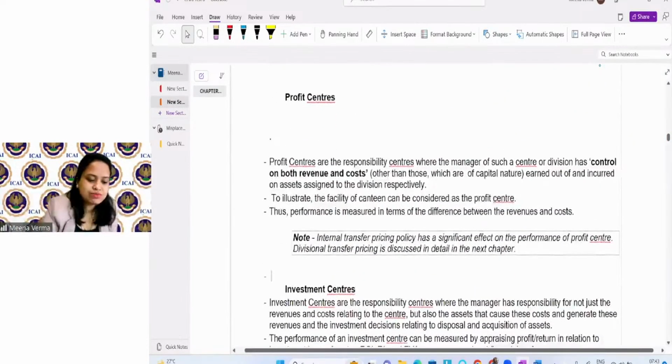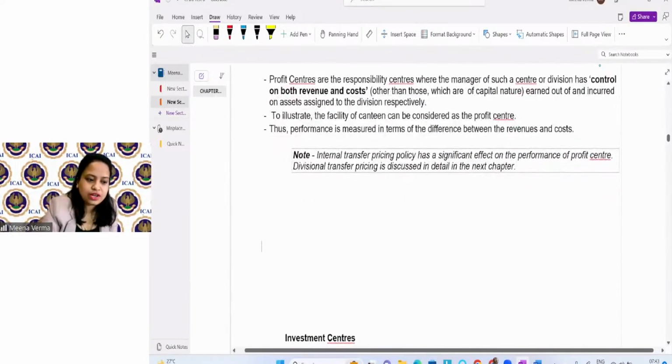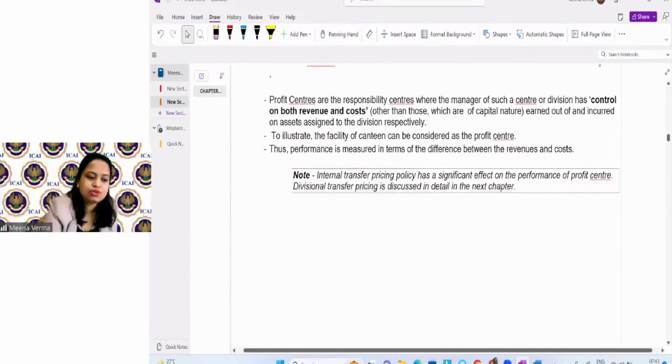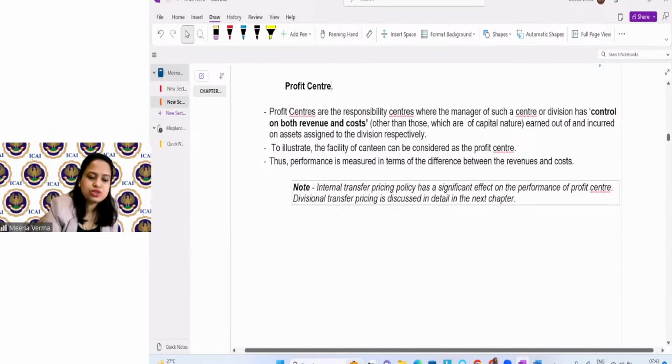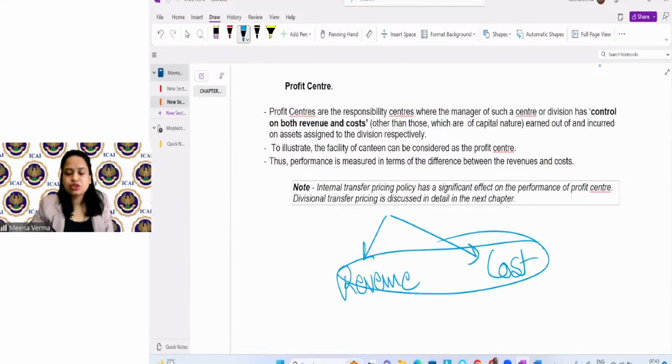Now the question comes here, what is profit center then? So anywhere in the organization, any manager in the company who is responsible for both, a manager who is responsible to generate the revenue as well as responsible for cost, both. For example, a manager who is responsible for both the sales department and the production department.